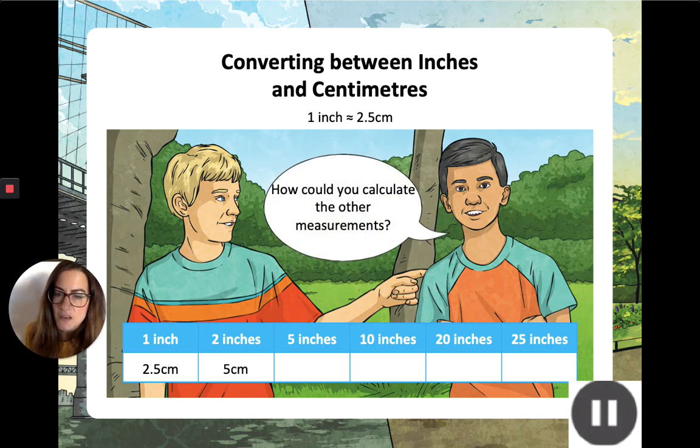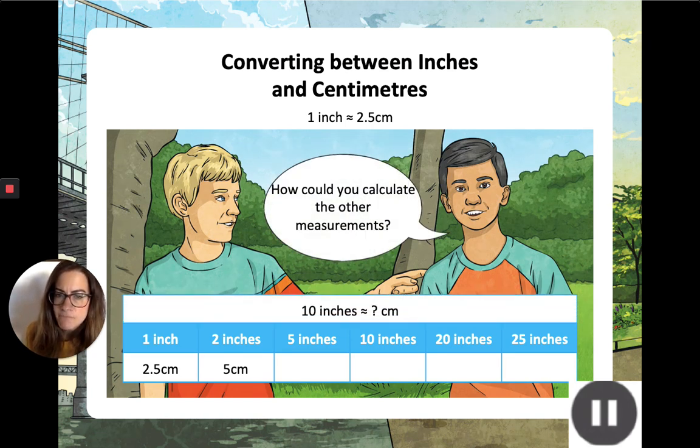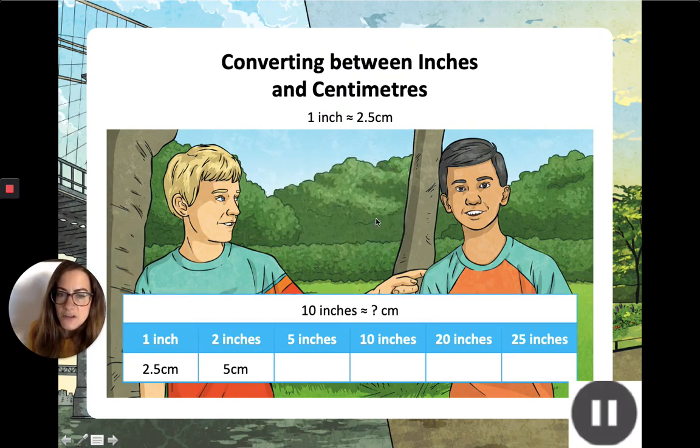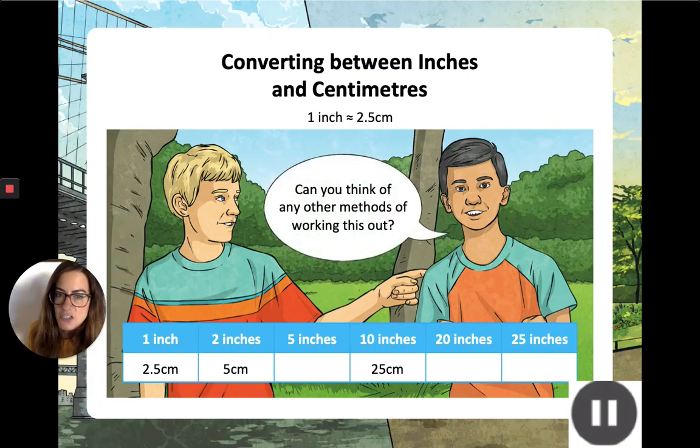What about the other measurements? So how could we do 10 inches? Well, we know that 1 inch is 2.5, and we know that to get from 1 to 10, we times by 10. So we can times 2.5 by 10, and we get 25. And we know that because we can use our place value grid and think about our place value to know that when you times by 10, the number gets 10 times bigger. 2.5 times 10 is 25. So now we know that 10 inches is 25 centimetres.